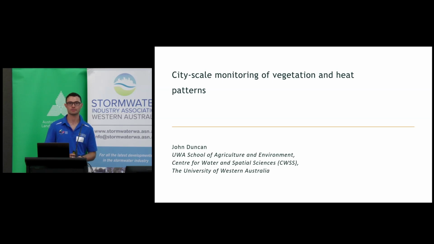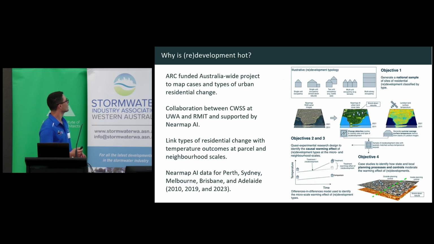I'm based at UWA in the School of Agriculture and Environment and also in the Centre for Water and Spatial Sciences. So my background is in remote sensing, geospatial software development and machine learning, and so that's the perspective that I come from when thinking about mapping urban landscapes and trying to detect change in urban environments.